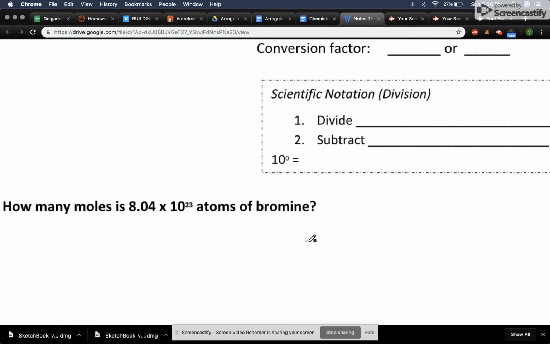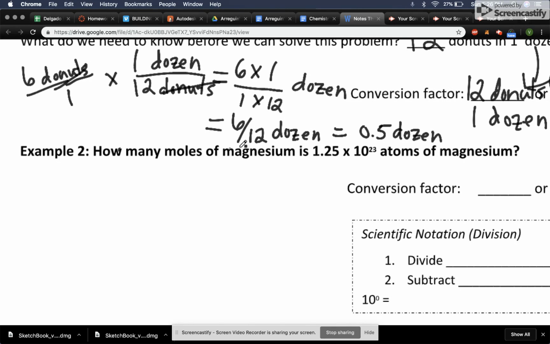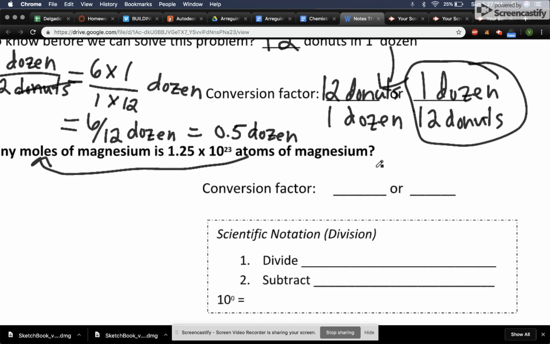All right, so next we want to see how many moles of magnesium is 1.25 times 10 to the 23rd atoms. When we do this, we want to go from atoms to moles. So we have to use another conversion factor.